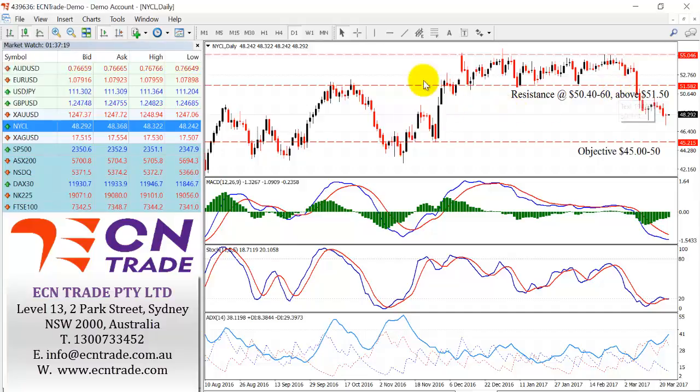And you can see here that back in November, we got a very strong surge from 45 up to 52 in 2 days. So do be a little bit cautious if you're trading short, as we could see a bullish response as we get closer towards that $45.